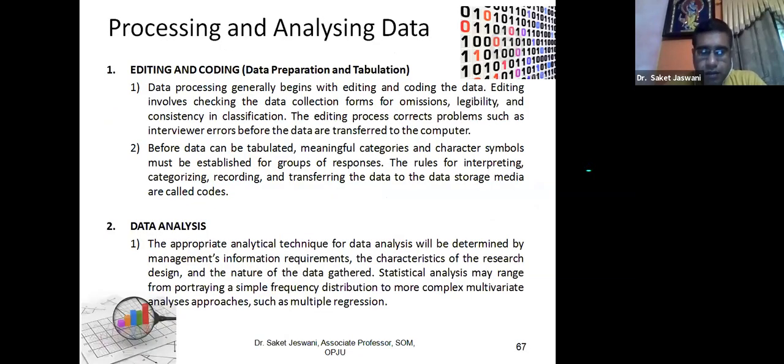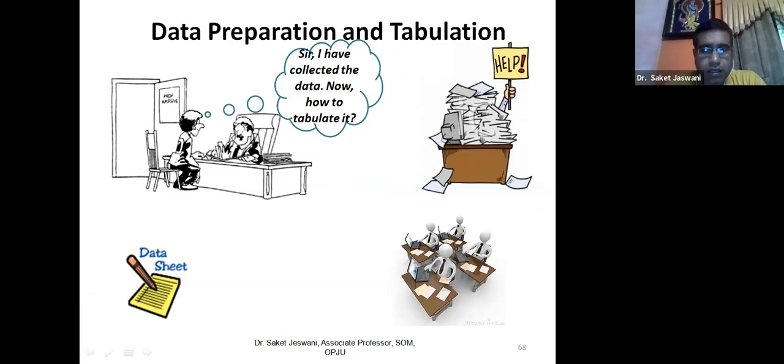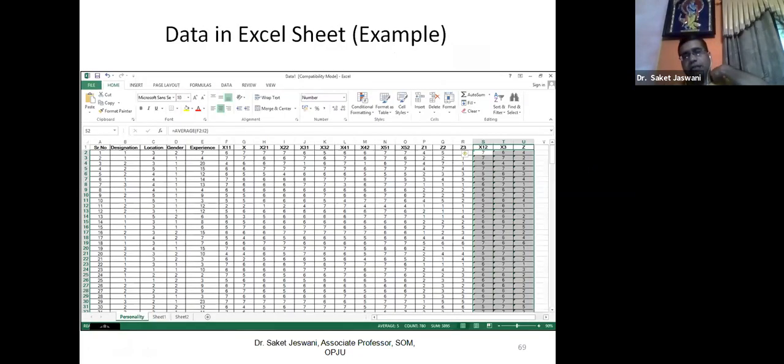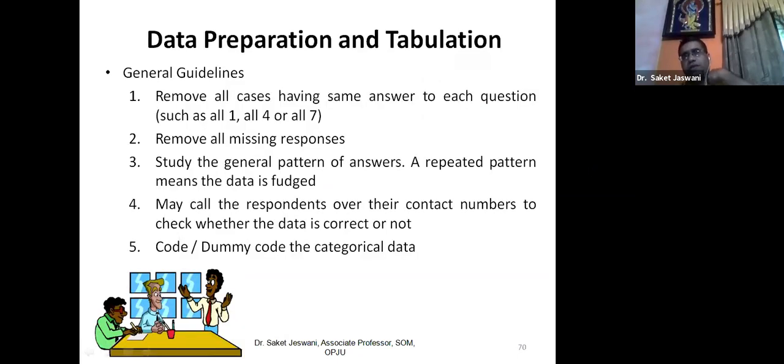Okay, so how will we prepare the data? This is a typical data sheet in Excel. We need to follow certain guidelines in the form of data preparation and tabulation before we move on to the final analysis. That is, we need to remove all cases having the same answers to each question.